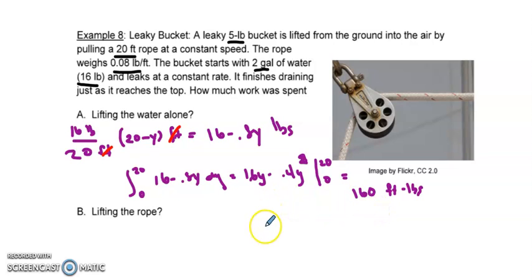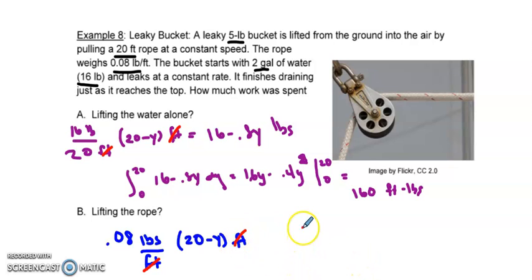So the next thing we're going to do is lift the rope, and the rope is another variable force problem because as we pull the rope in, less rope needs to be pulled in, so the force required to pull it is less. So here we're told there are 0.08 pounds per foot is the weight of the rope. And then how far are we pulling it up? Well, same distance, 20 minus y, and that is in feet. So once again with my units, my feet will cancel.